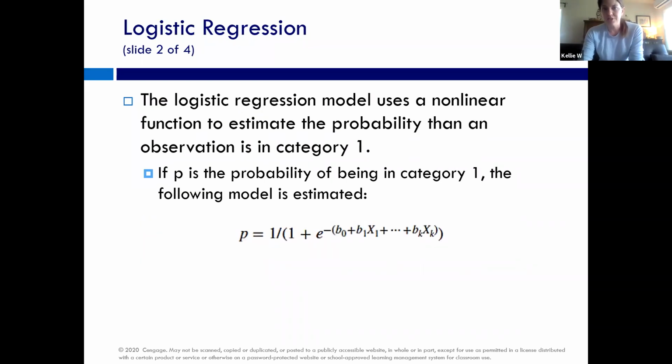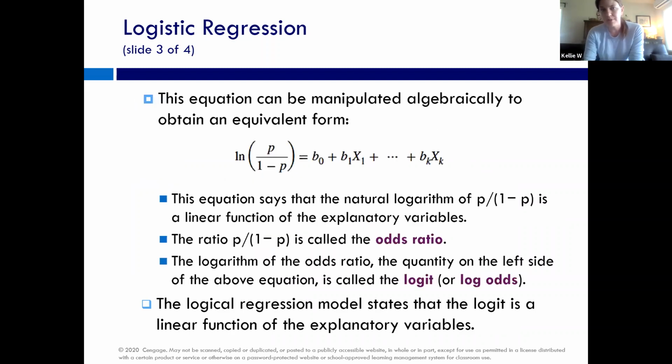We use a nonlinear function for this. The probability is shown below, but we don't need to get too much into this math. The point is that we can manipulate that equation algebraically to get an equivalent form. And this is just telling us that the natural log of the probability divided by 1 minus the probability is a linear function of the explanatory variables. And then that ratio of p to 1 minus p is the odds ratio.